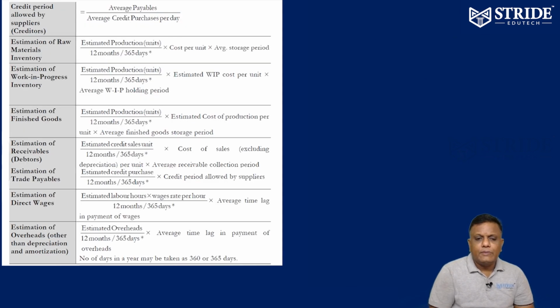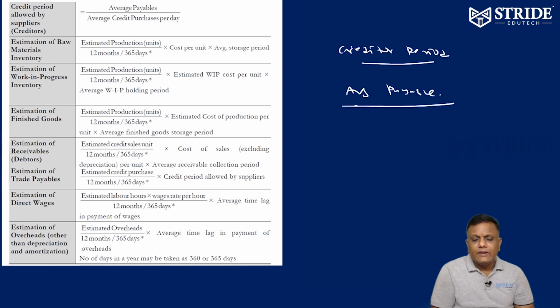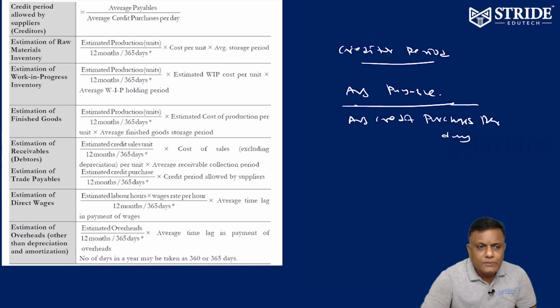Creditor period. How to find creditor period? Creditor period is equivalent to average payables, that is opening payables plus closing payables by 2. Whenever we take the average, it's always opening plus closing by 2. By average credit purchases, not cash purchases, average credit purchases per day. If you divide, you will get the creditor period.